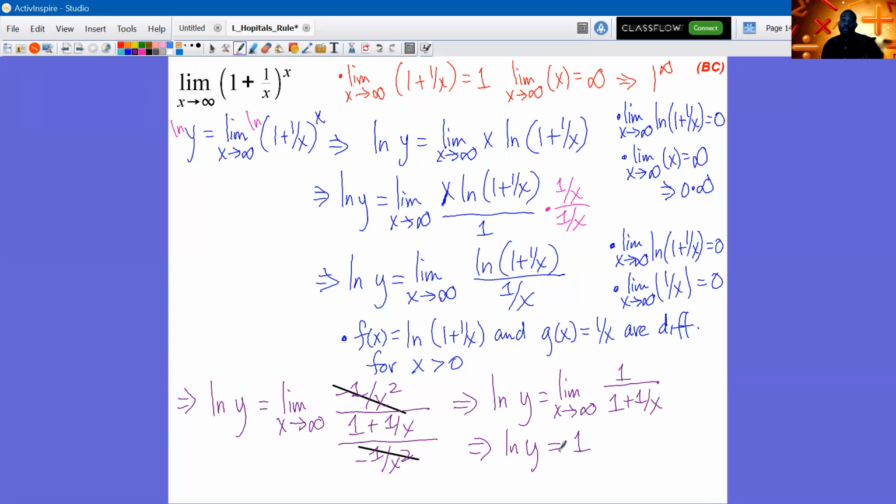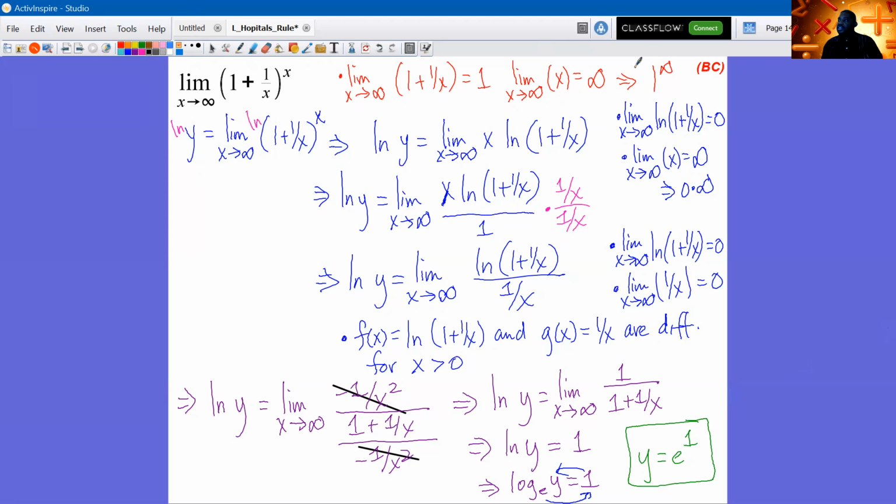But I don't want natural log y, I want y. So remember from algebra that natural log y is log of y base e, that's equal to 1. Then we rewrite this: e to the first power equals y, to solve for y. So we get y equals e to the first power, which is e, which is the limit. So you have to do all of the process just to get e. There are a lot of different parts to this.